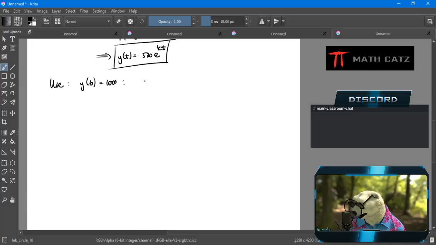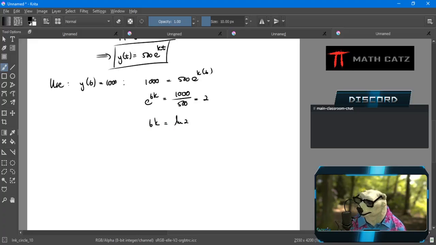So in this case, the information is the fact that after 6 months, I have 1,000 fish. Let's use that. Plug in 1,000 for y, plug in 6 for t, and e to the 6k equals 1,000 over 500, or in this case 2. So 6k equals natural log of 2, and k equals natural log of 2 over 6. Let's see what that is.